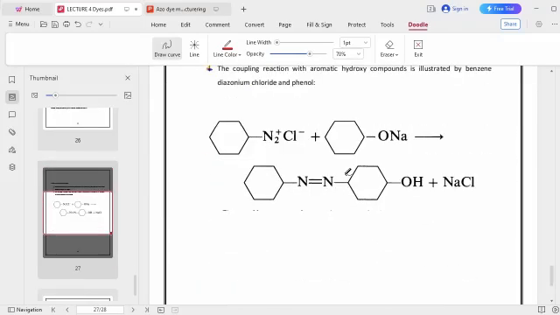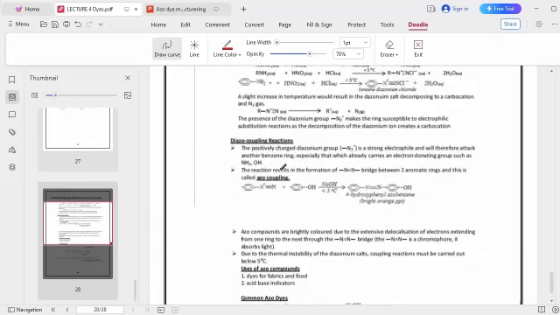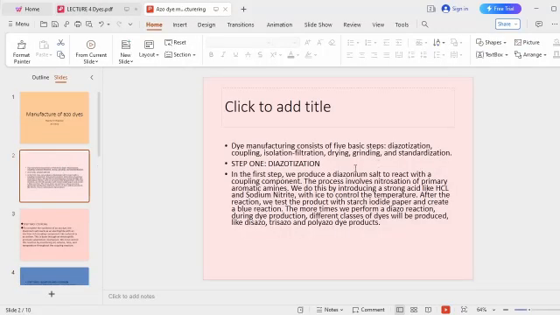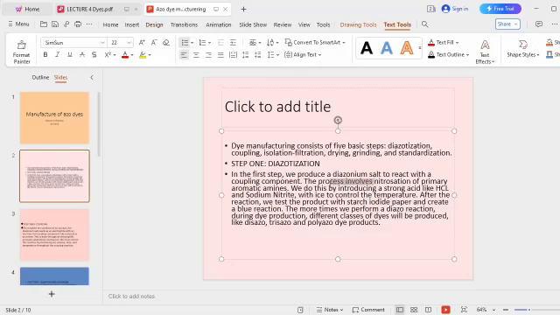So the typical process includes the first step, which involves nitrosation from primary aromatic amine. Here we want to introduce amine groups to the aromatic structure. We want to introduce an amine group, which is NH2.